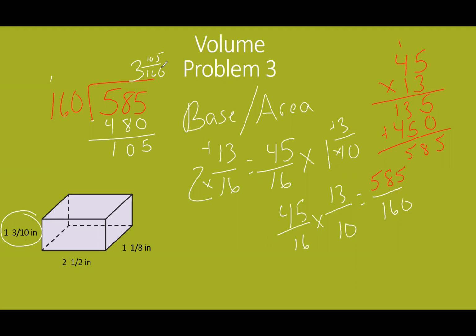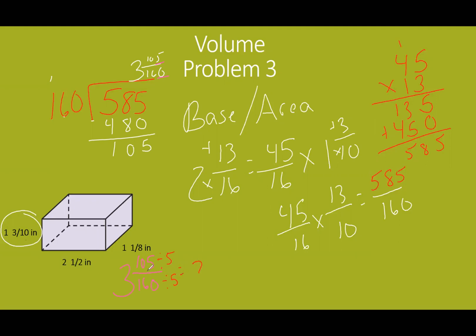Can that be reduced? Well, it definitely can, and how I know is this ends with a 5 and that ends with a 0. So they can be divided by 5. Let me put my answer here. 3 and 105 over 160. Okay, let's divide by 5.